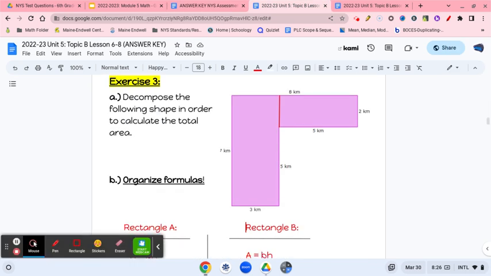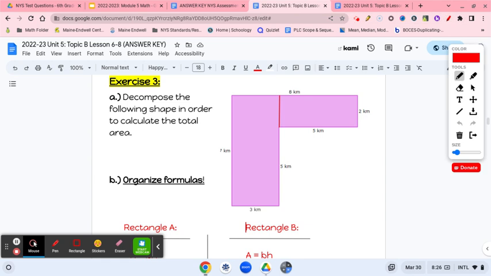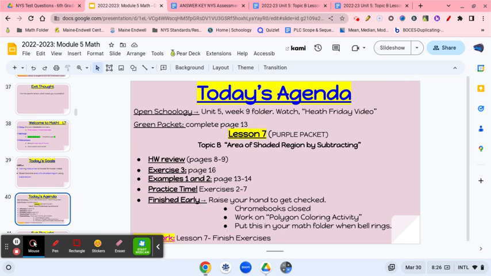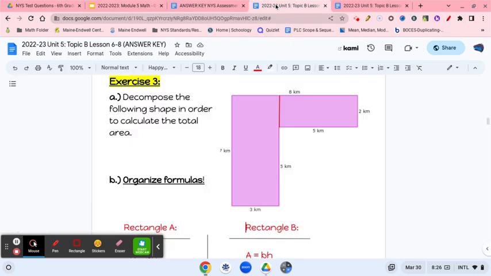So you should be looking at your purple packet. I am going to have you turn to page, actually don't want to do that. Turn to page, there we go. Page 8 and 9 in lesson 6, because that was your homework. So let's take a look at pages 8 and 9 in lesson 6. Pause me if you need a minute to open up your purple packet. Remember, you're in topic B. It should say B on the top of your purple packet. So here was pages 8 and 9 in lesson 6. So I'm on page 8.